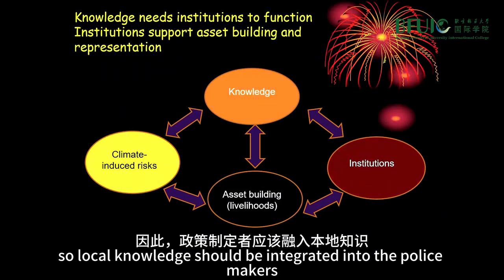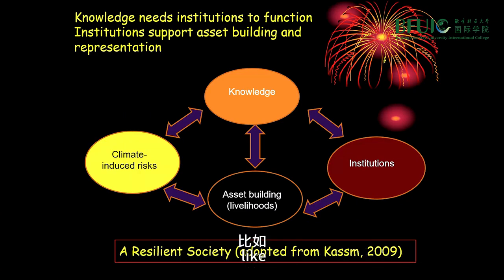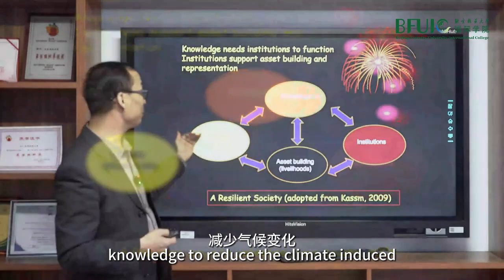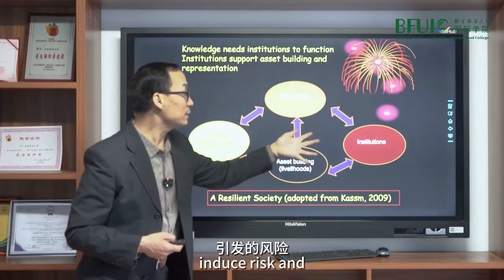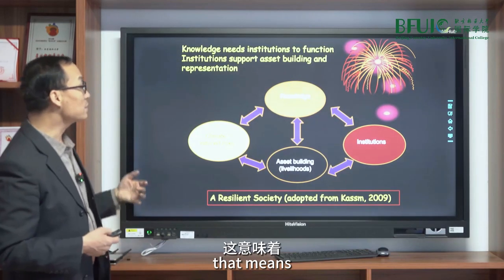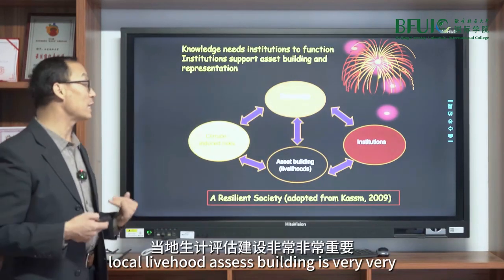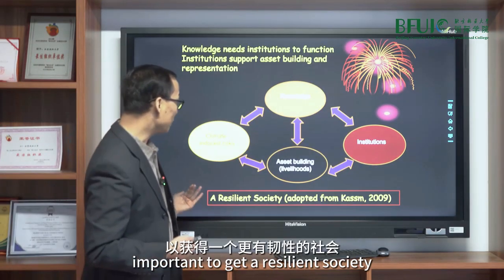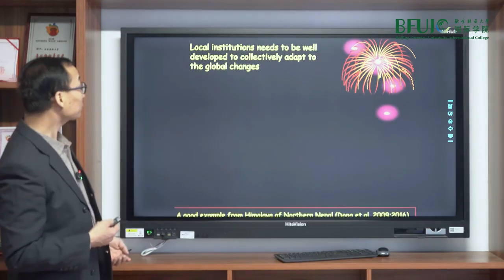So local knowledge should be integrated into policymaking, because local people have very good knowledge to reduce climate-induced risk through their own knowledge and local institutions. That means building local livelihood access is very, very important to get a resilient society.